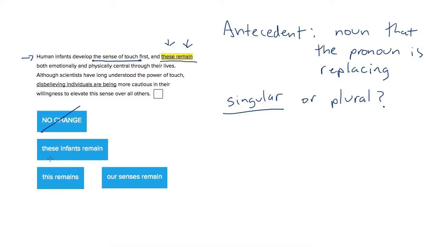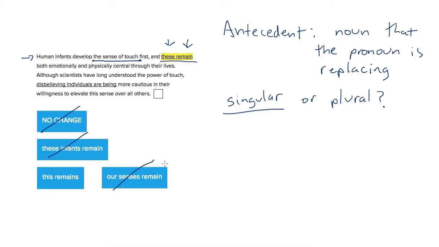We can also rule out these infants remain because that hasn't changed what we need to change, which is the word these. Actually, let's look at our last one first. Our senses remain. We can rule that out too because we're not talking about ourselves. We're referring in the third person to human infants. We're not talking about ourselves.